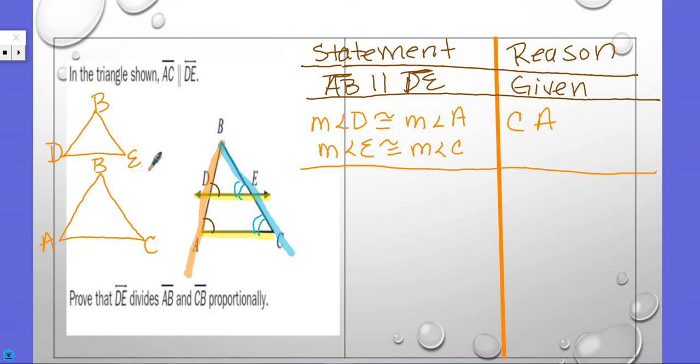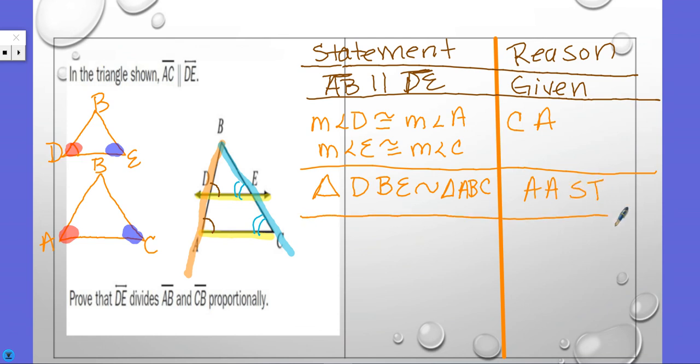And here's what I'm going to say. If these two triangles, well, guess what I do know? I know they're similar by the angle-angle theorem because they share this angle. Remember, D was the same as A, so I'm going to highlight those angles. D is the same as A, and E is the same as C. Since they share two angles, we can use the angle-angle theorem to show they're similar. So we're going to say triangle DBE is similar to triangle ABC by the angle-angle similarity theorem. So we got that in there.